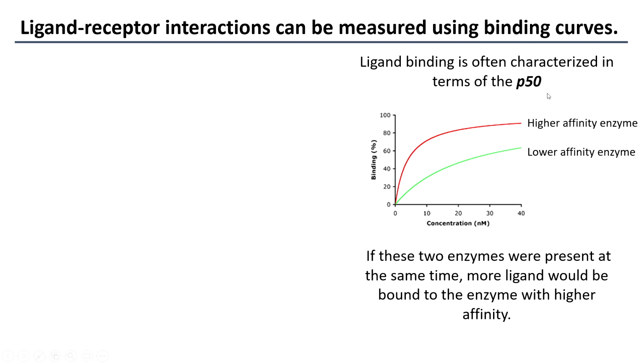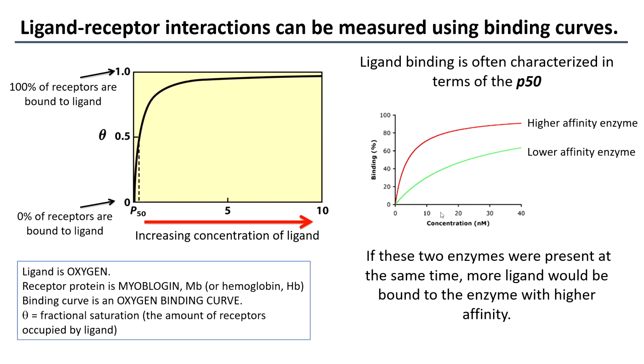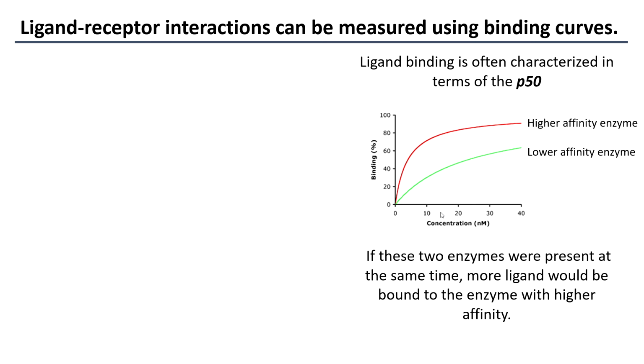Ligand binding is referred to in terms of the P50. The P50 is defined as the concentration of the ligand that binds 50% of the available receptors. And so for myoglobin, the P50 would be the concentration of oxygen required to bind 50% of myoglobin proteins in solution.